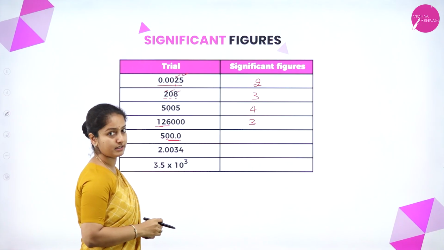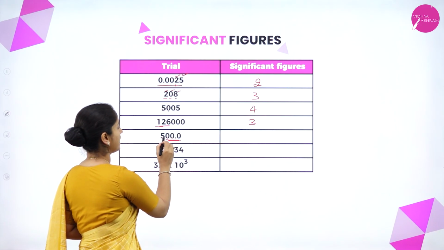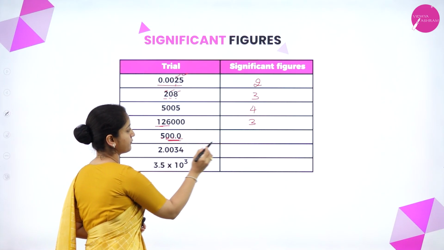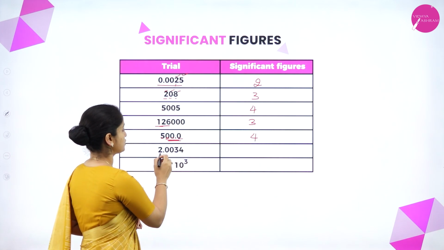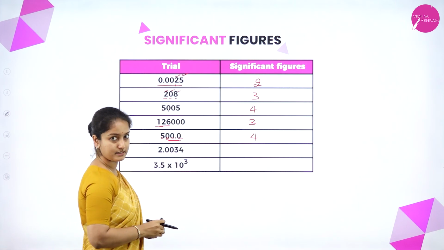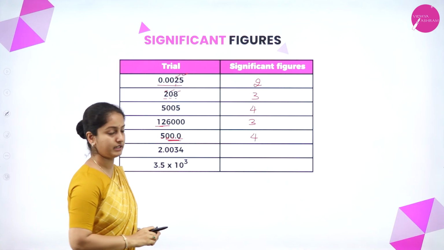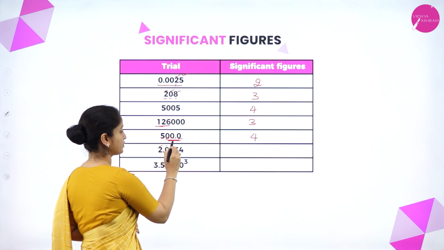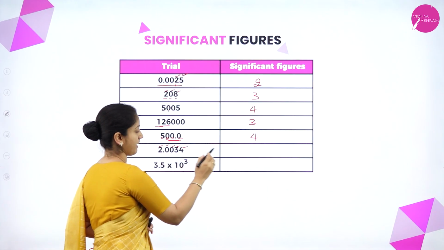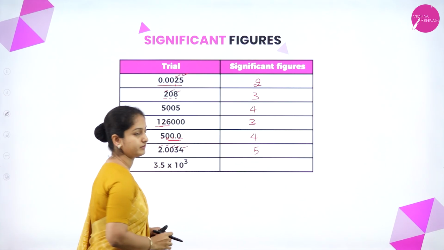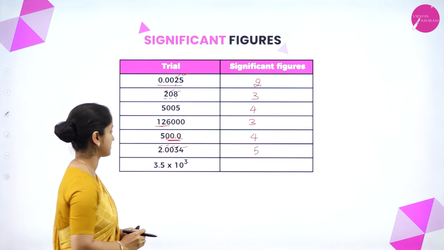So, it is 500.0, and how many significant figures are there here? 1, 2, 3 and 4. Now, 2.0034 is there. So, zeros are in between the non-zero digits. So, 1, 2, 3, 4, 5. There are 5 significant figures.